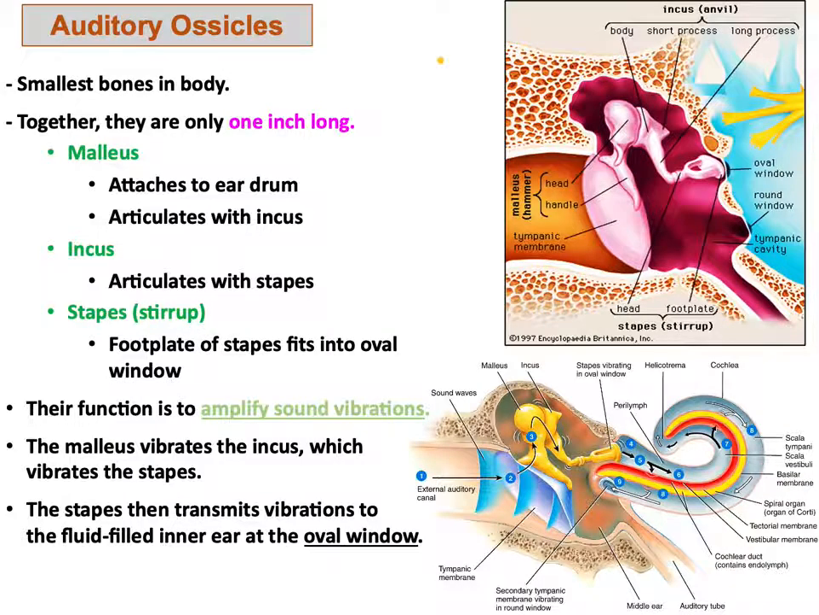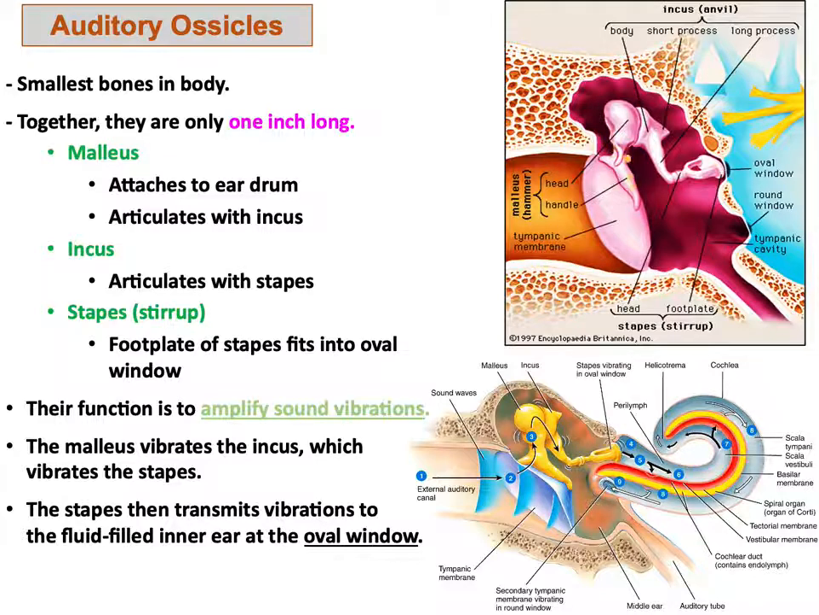So as you see from the previous slides, the middle ear contains three small bones. We call them auditory ossicles, the smallest bones in our body. Together, if you extend them, they measure about 1 inch, which means 2.5 centimeters. They are the malleus, incus, and stapes, right?